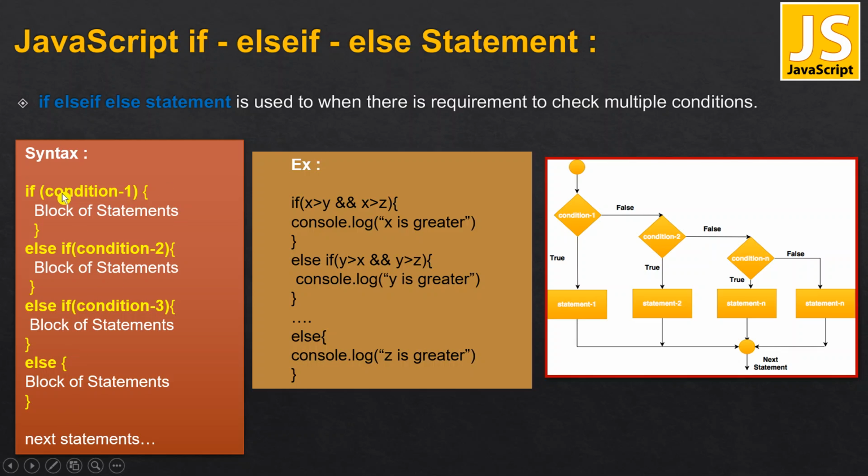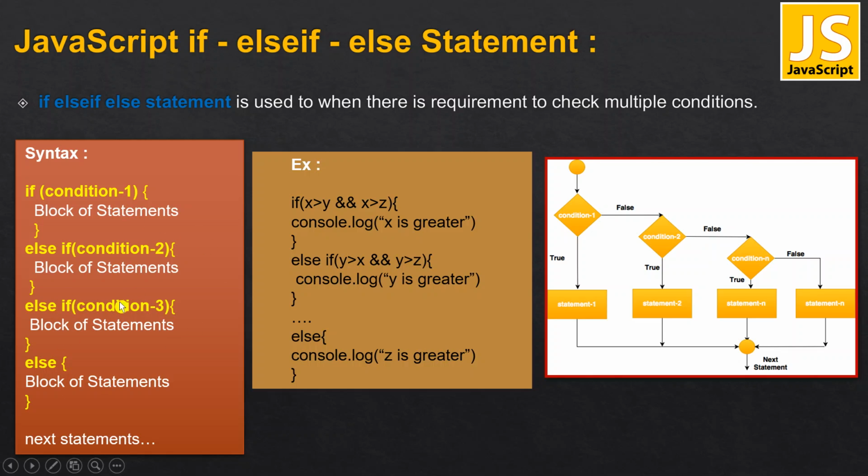Okay, so if the condition is false, then it will simply skip this if block and go on checking the next condition, that is condition number 2. If this condition is true, then the program control goes inside the block of statements and it is executed. After execution is completed, the program control comes out of this block and goes on executing the next statements. The remaining will be skipped.